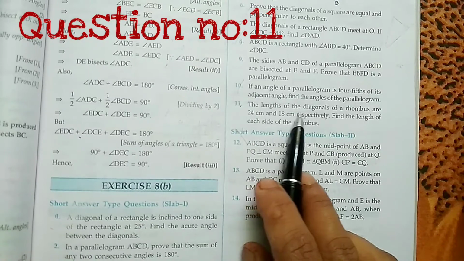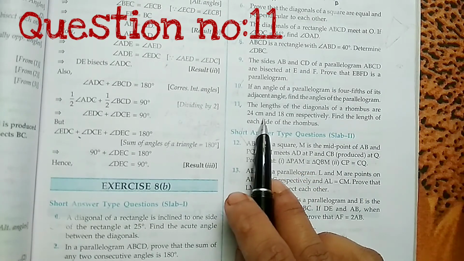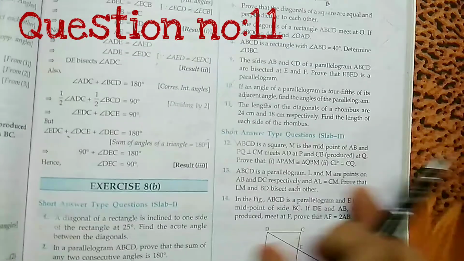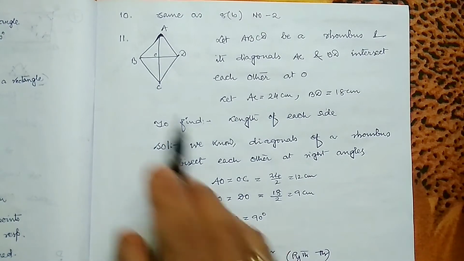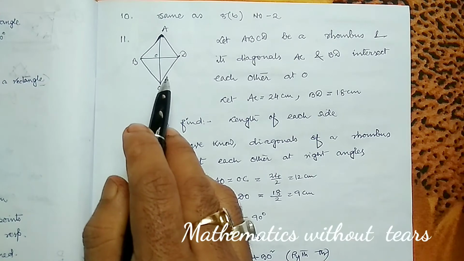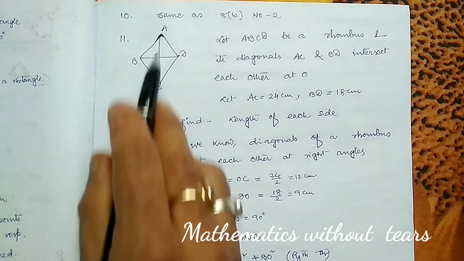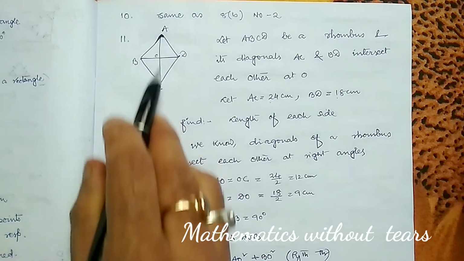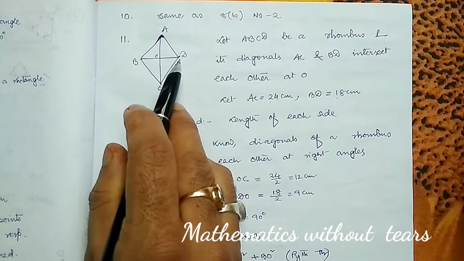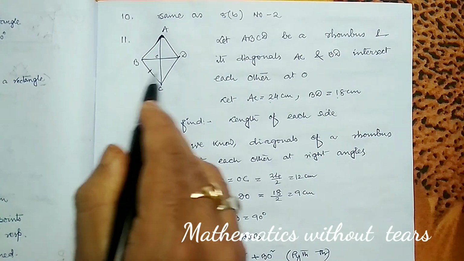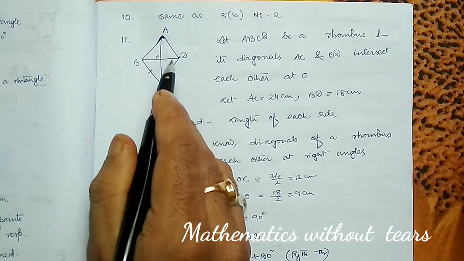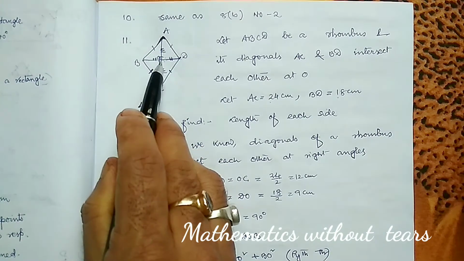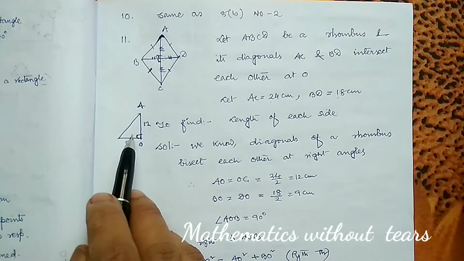The lengths of the diagonals of a rhombus are 24 cm and 18 cm respectively. Find the length of each side of the rhombus. Simple question. ABCD is a rhombus in which diagonals AC and BD intersect each other at O. Here it is given AC is 24 and BD is 18. We have to find the length of each side, this side or this side, because we know in a rhombus all the sides are equal. I have drawn AOB, only this part, separately for our understanding.